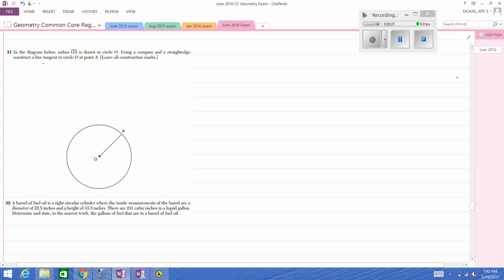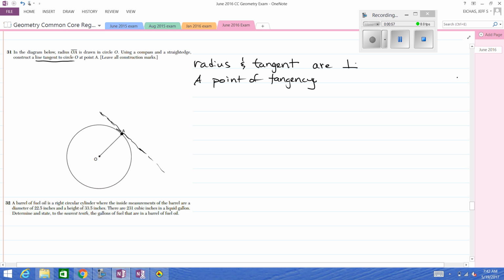We need to construct a tangent line, and a radius and a tangent, or a diameter and a tangent, at that point of tangency A. Okay, so if we do this properly, it's going to make a right angle. A tangent and a radius are always perpendicular. They're going to form a right angle there.